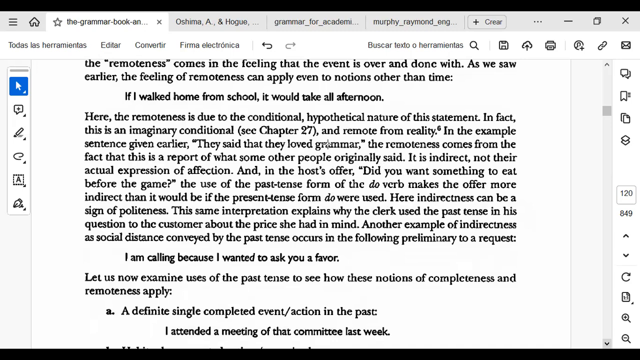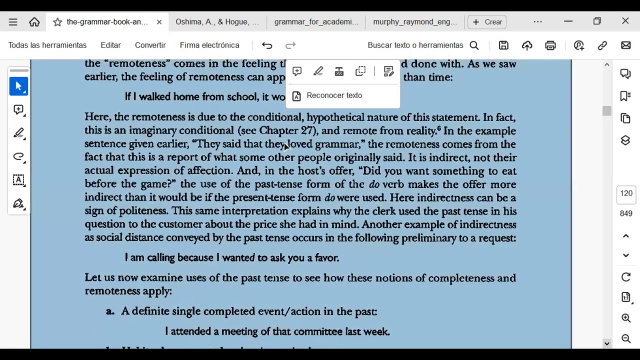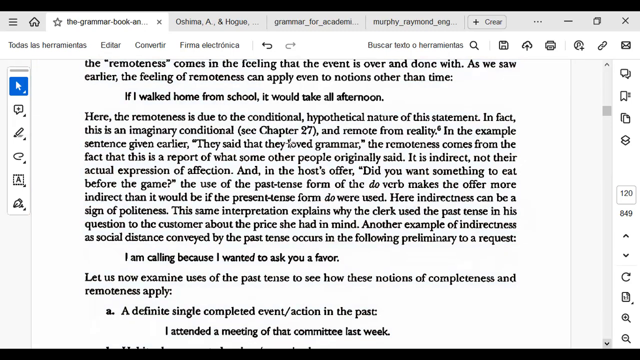Okay. Here, for example, it's indirect because this is a reporting speech, the third person, okay? Some other people say originally, okay? It's indirect. Nor is it an actual expression of affection, okay?